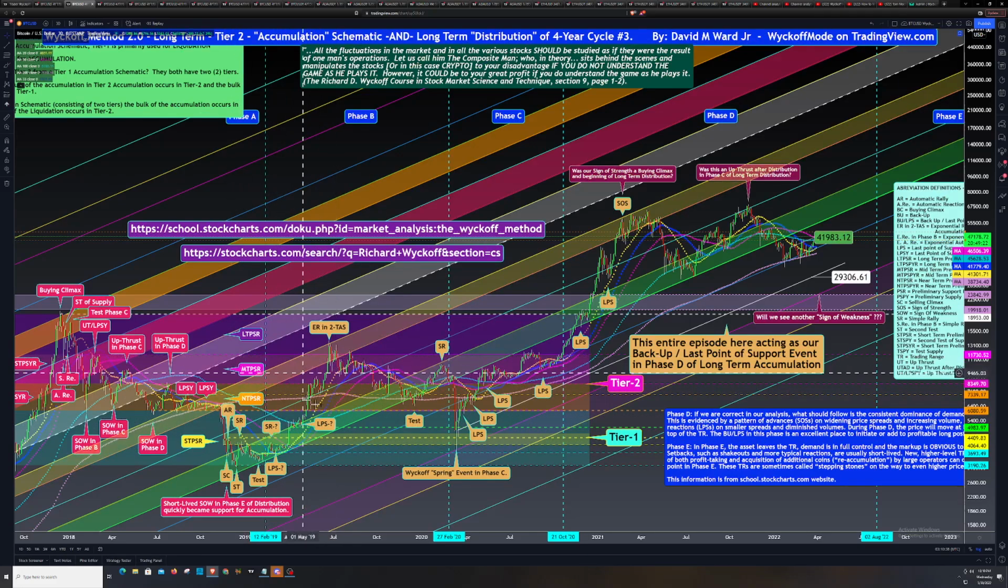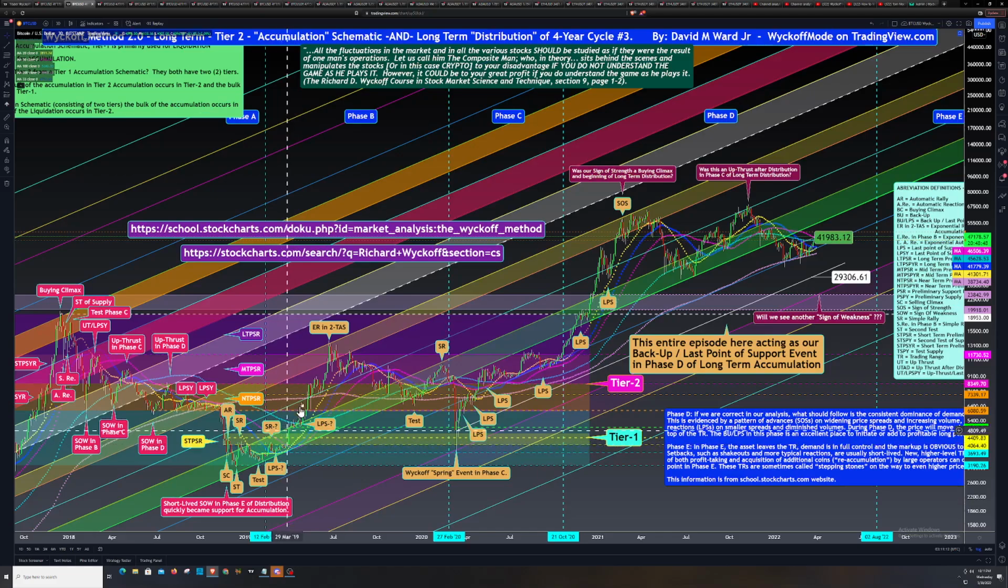Tier 2 is the orange and magenta boxes combined. Tier 1 is all of this aqua and yellow, and Tier 2 is all of this orange and magenta. This was a Tier 2 accumulation schematic because the majority of the accumulation occurred in the upper level rather than the lower level. Tier 1 was primarily used for a little bit of quick accumulation, and then we made Tier 1 our liquidation.